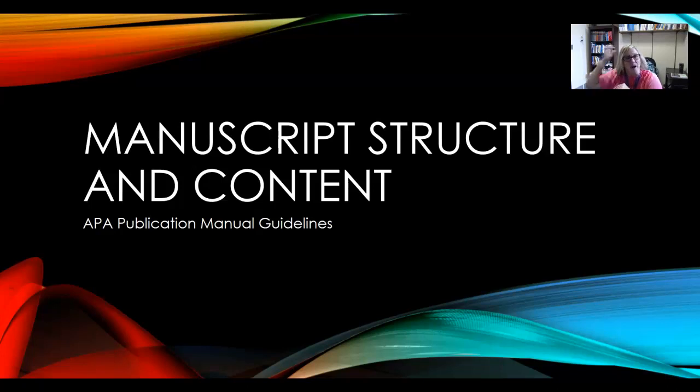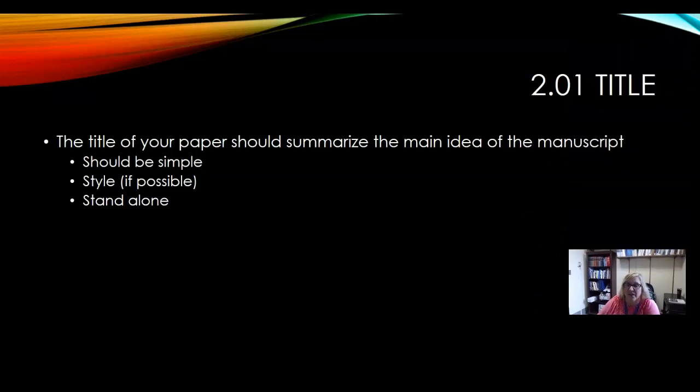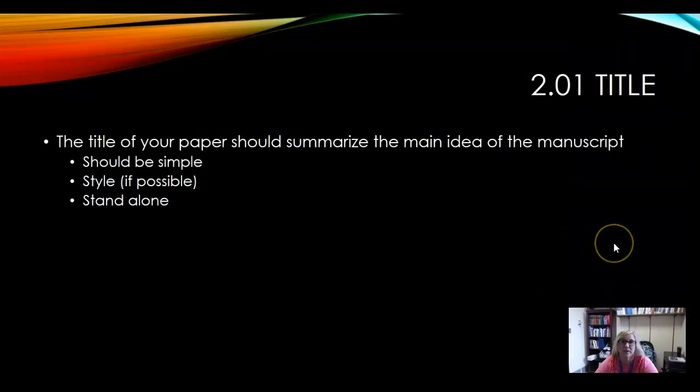So let's start with, okay, the title page. On your title page, first, the title of the paper should be simple, and it needs to accurately summarize the main ideas of your manuscript.